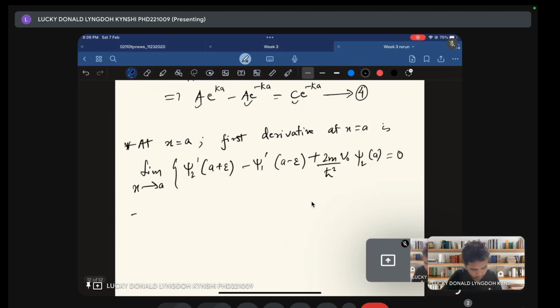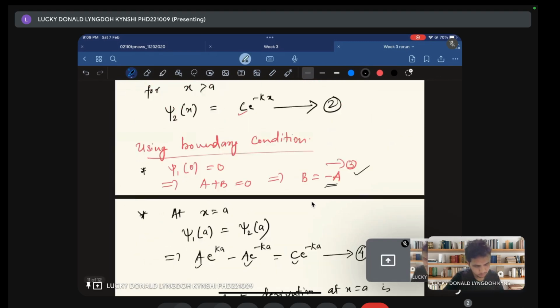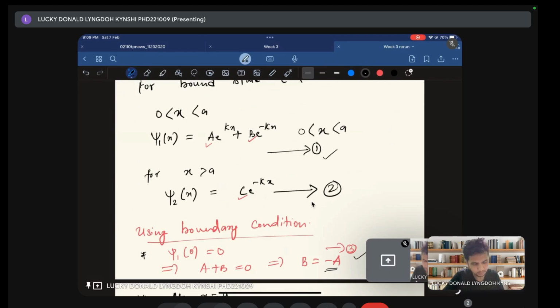Now you take the derivative, psi2 prime and then psi1 prime. What you will get is what? Minus k psi2 prime, minus k c e to the power minus ka, right? And minus psi1 prime we get k a e to the power ka, okay, minus k a e to the power minus ka, because psi1 is A and minus B.